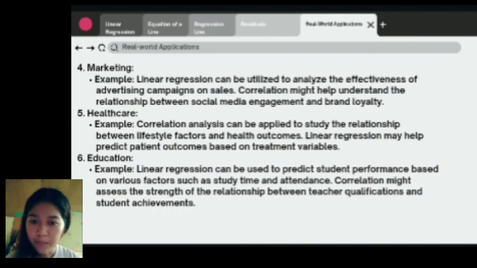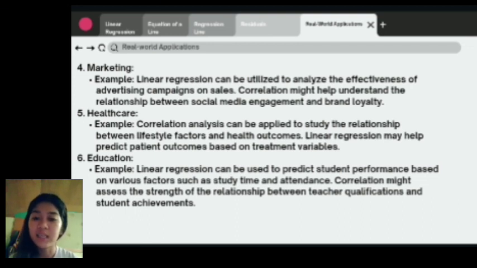In healthcare, for example, correlation analysis can be applied to study the relationship between lifestyle factors and health outcomes. Linear regression may help predict patient outcomes based on treatment variables. And last, we have education. Linear regression can be used to predict students' performance based on various factors, such as study time and attendance.